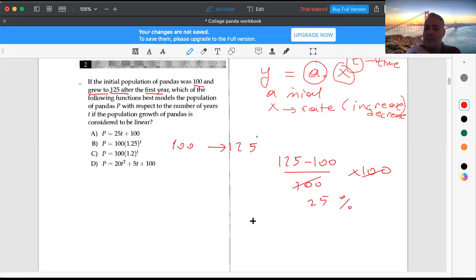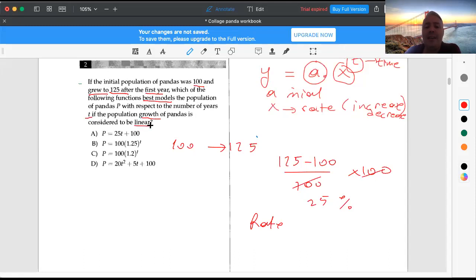That's okay. So what is the rate? By the way, I didn't finish the question. Let us finish reading the question. Which of the following functions best models the population of pandas with respect to the number of years t? Population growth of pandas.